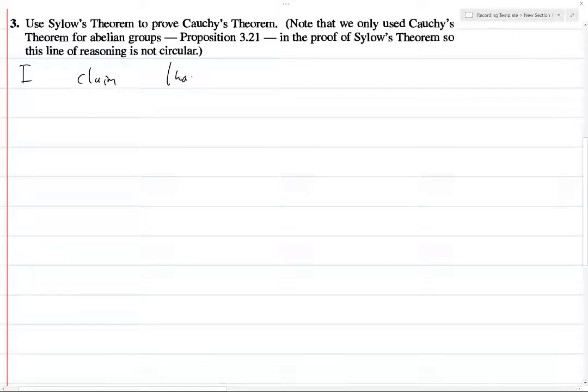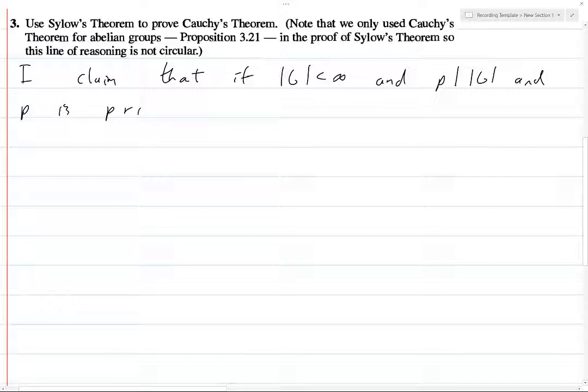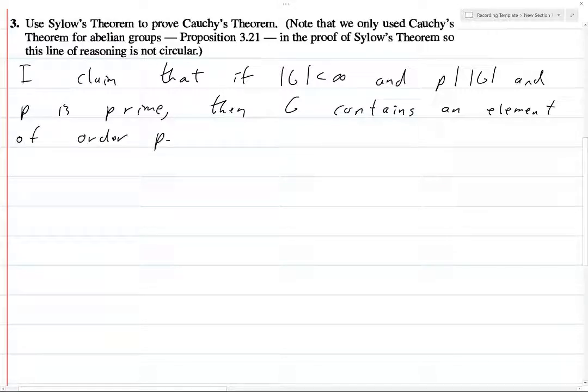I claim that if the order of G is finite, i.e. G is a finite group, and p divides the order of G, and p is prime, then G contains an element of order p.